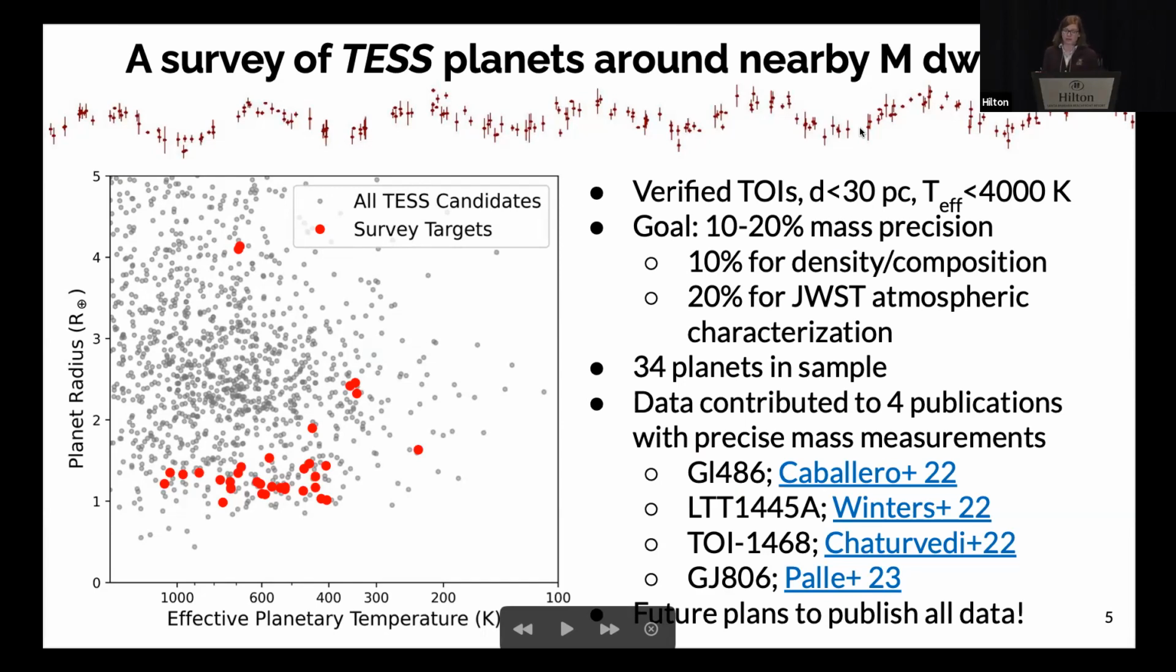Currently, there are 34 planets in the sample, and we have data already contributing to 4 publications so far that have all been able to achieve very precise mass measurements on planets in this sample. So we've already seen in publications that our data is capable of holding up. And in general, my plans in the future are to publish all of this radial velocity data as well as all of the planet masses over the next couple of years.